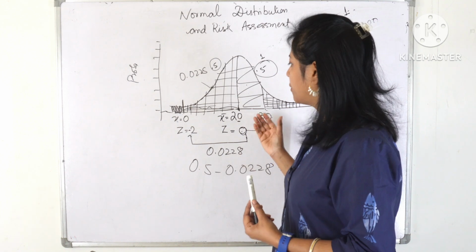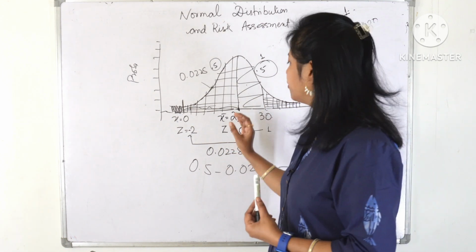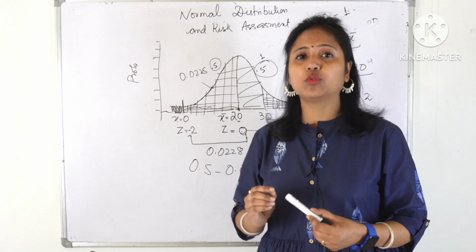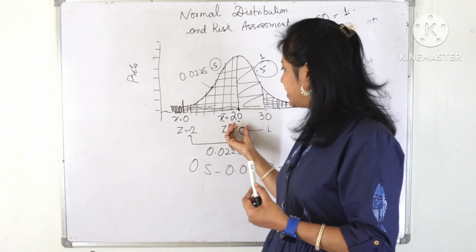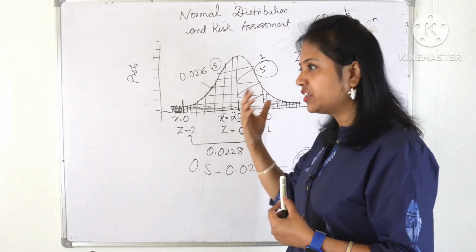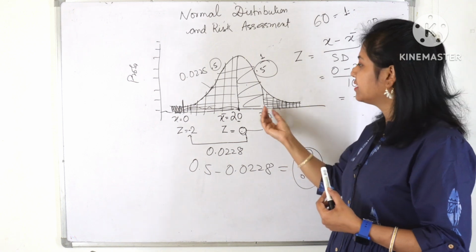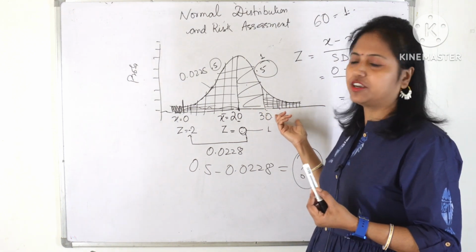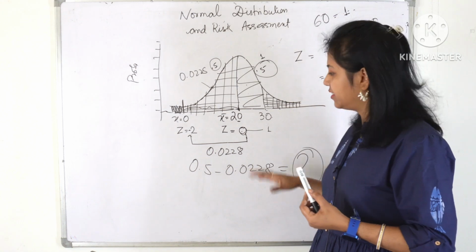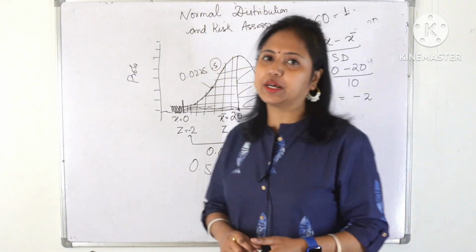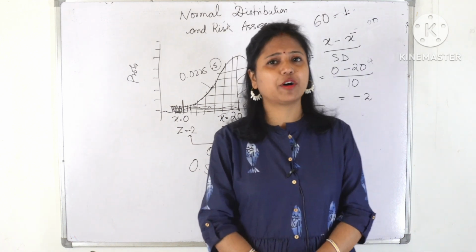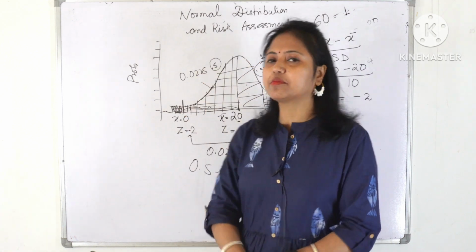Okay, so obviously when you have an expectation and you want the earnings to be more than this, you also want to know the probability that you will earn more, to what extent there is a chance that I will earn 30 or more than 30. For this, the normal distribution comes to us as a great help. So friends, that's all about the normal distribution and risk assessment.